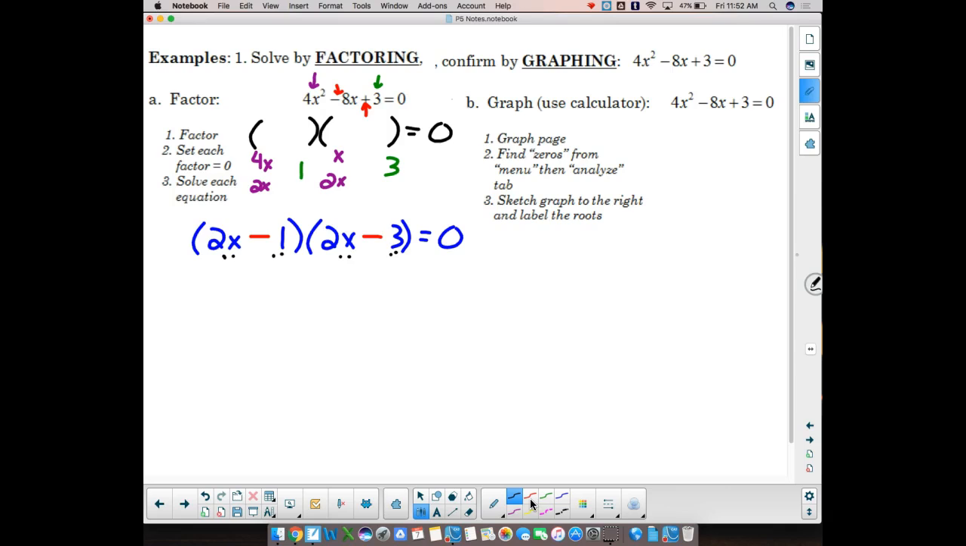Now, I take my factors and set each of those equal to 0. And then I go through and solve those. So I'm going to add 1. I'm a show-work kind of guy, so that's just what I do.